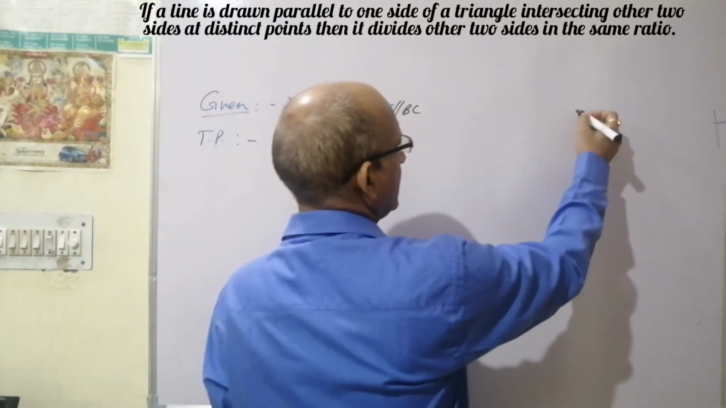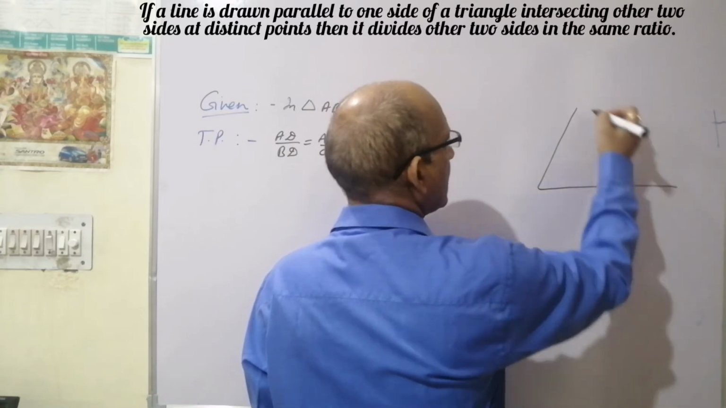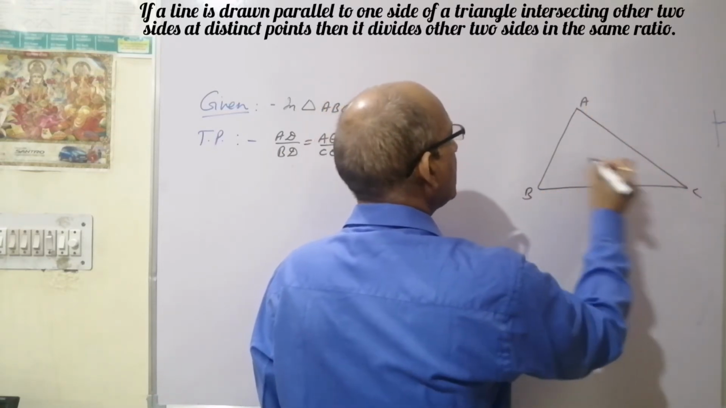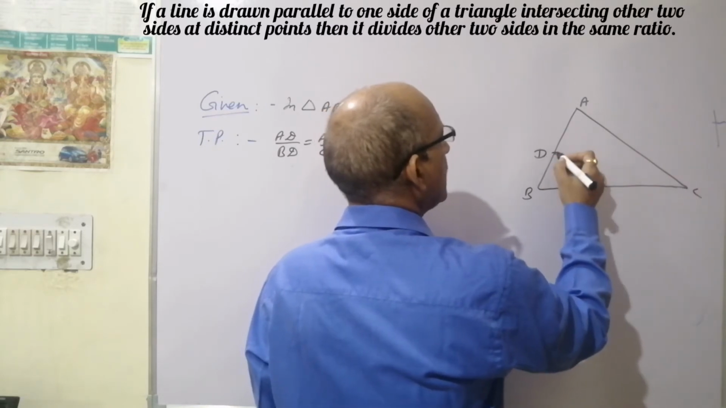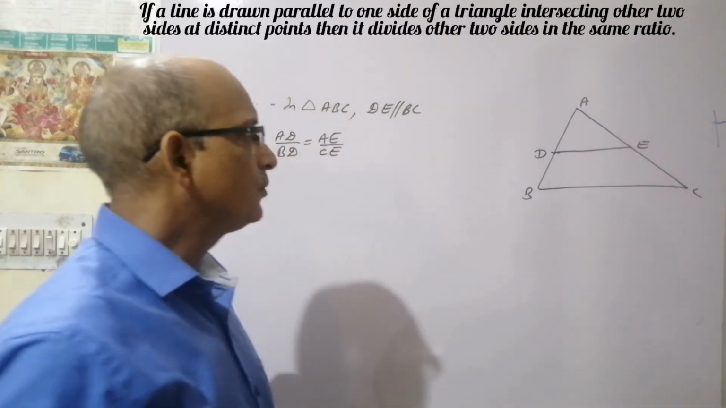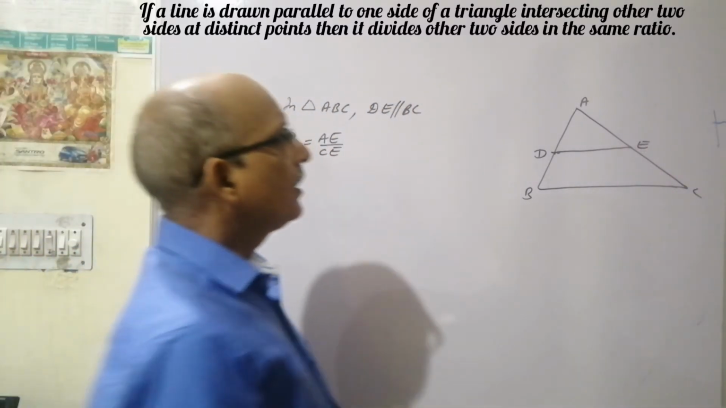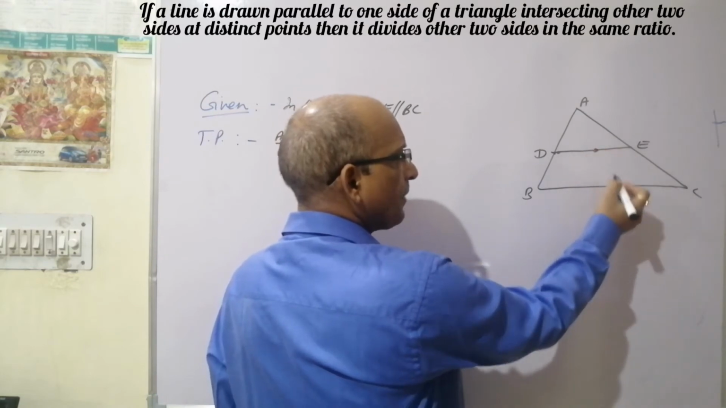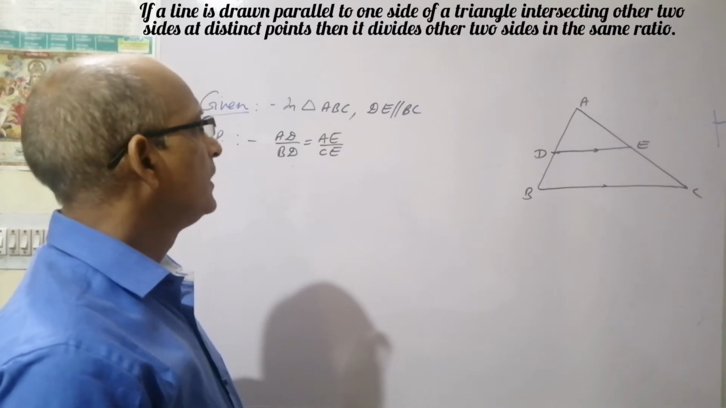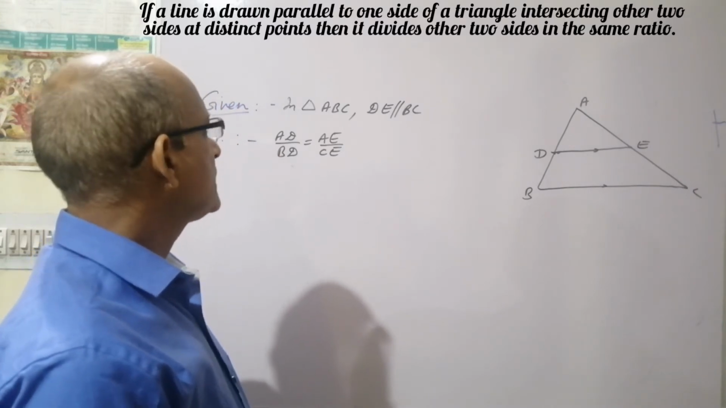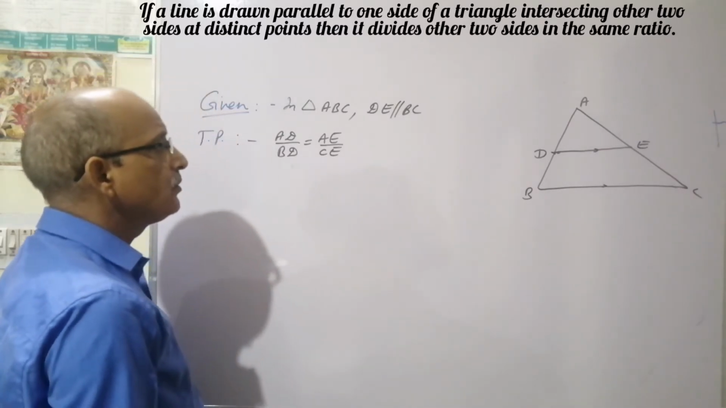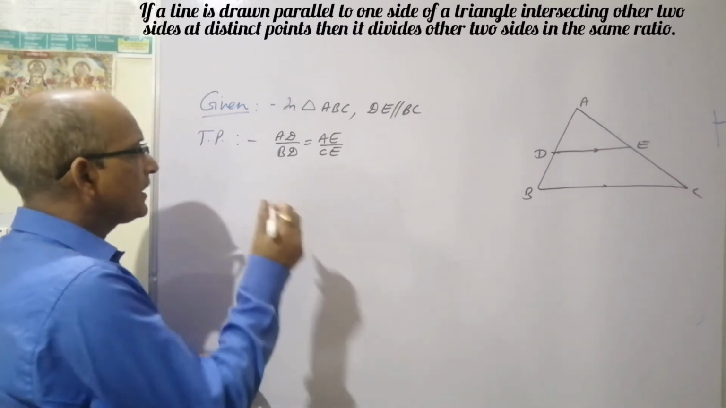Let's draw the figure for it. It is saying here a triangle ABC is here, and D is some point over here and another point E on the next side opposite to AB. Also given, these two sides are parallel to each other. DE is parallel to BC. Now we have to prove that AD upon BD is equal to AE upon CE. Now let's see. For this we actually need to take a construction. What will be the construction?